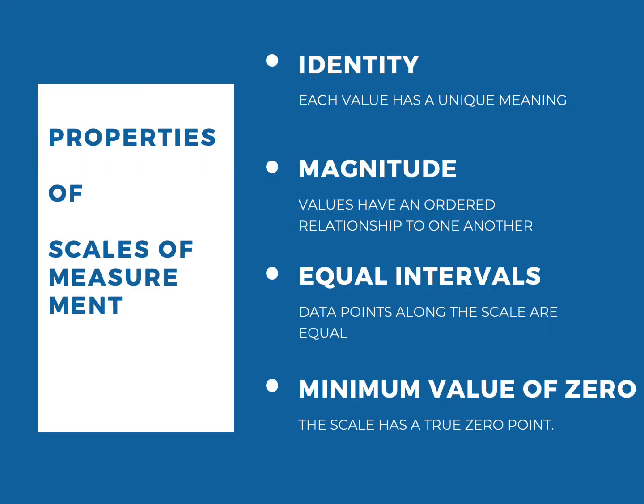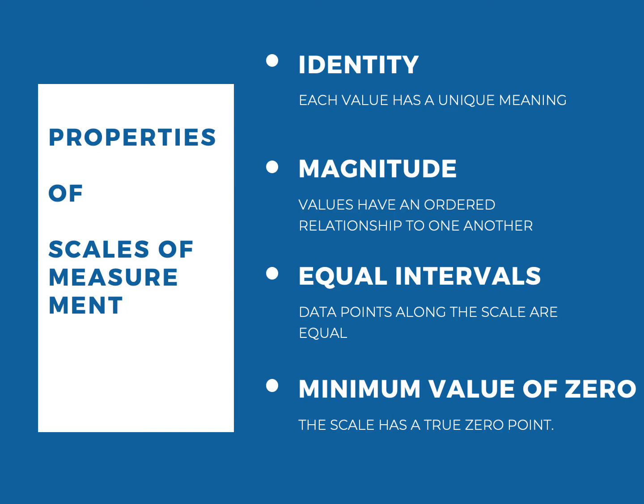Scales of measurement is how variables are defined and categorized. Psychologist Stanley Stevens developed the four common scales of measurement, which are nominal, ordinal, interval, and ratio. Each scale of measurement has properties that determine how to properly analyze the data. The properties evaluated are identity, magnitude, equal intervals, and a minimum value of 0.